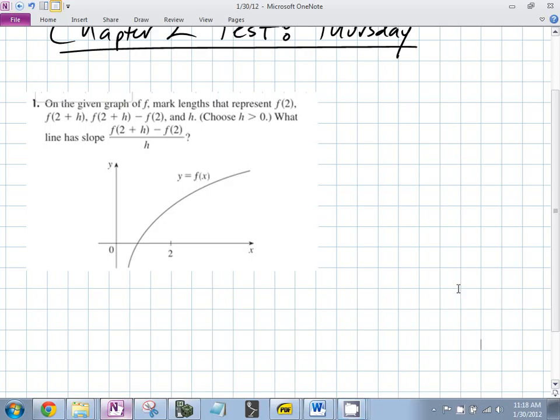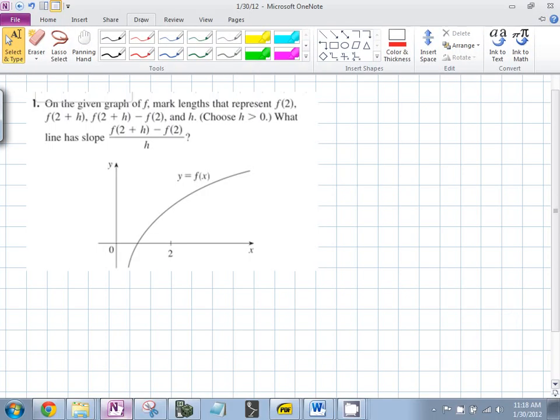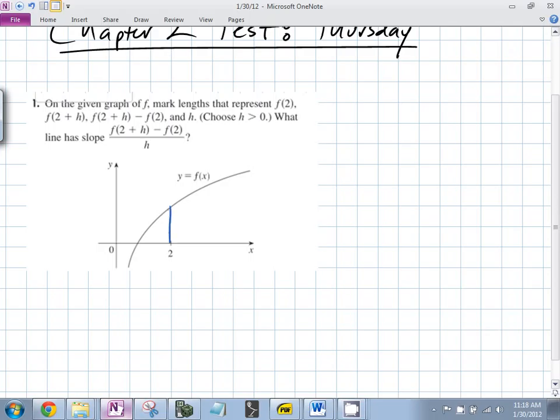Here we go. So on the given graph, mark lengths that represent f of 2 plus h, and f of 2 plus h minus 2. Okay, so what is f of 2? Where is that? f of 2 is this length right there. That length is f of 2. You know that. When you put in 2 into the function, it outputs that distance. That is f of 2.